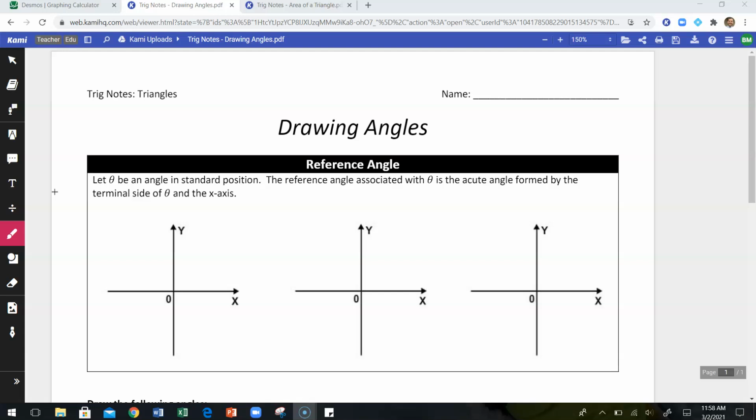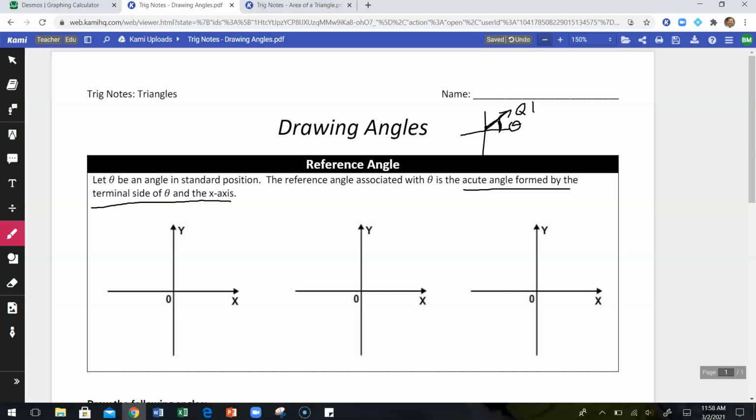So if the angle is in quadrant 1, then the reference angle is the same as the initial angle. I don't have an example for that, but just think about any angle whose terminal side is in quadrant 1. The angle theta and its reference angle, which we're going to call theta bar, are in the same location, right? Because that's the acute angle formed by the terminal side and the x-axis. That is the same angle that you have drawn.